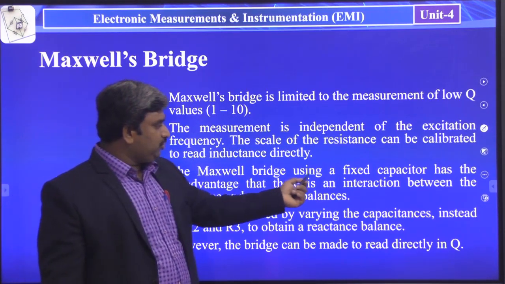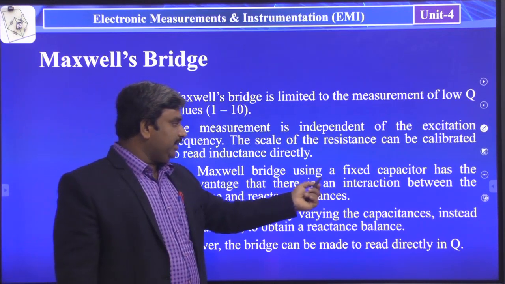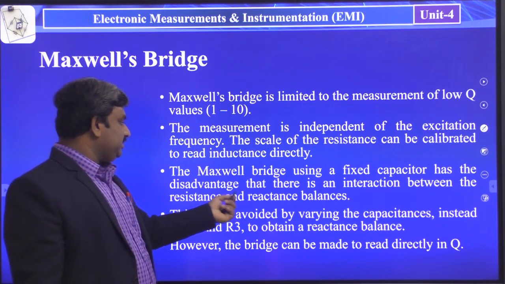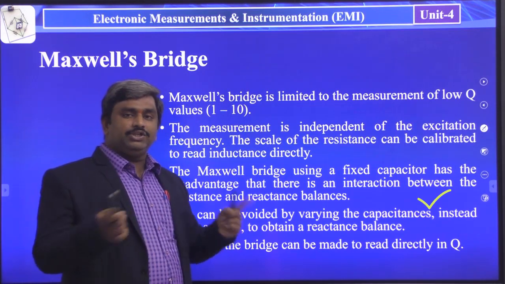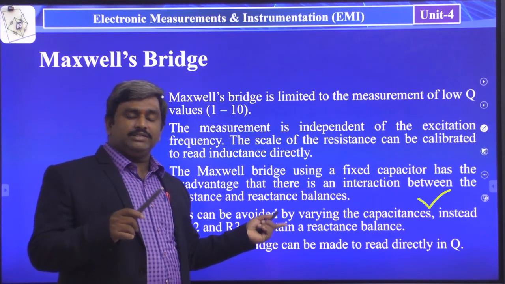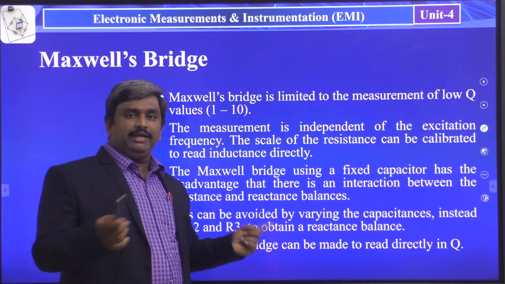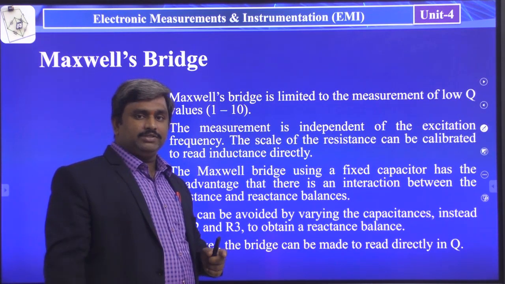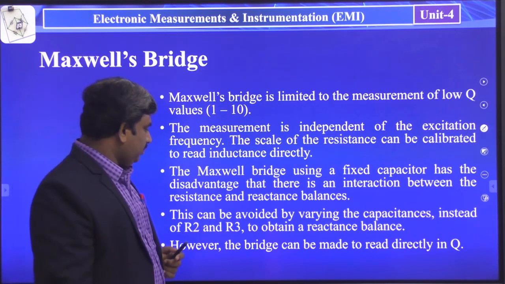The Maxwell's bridge using a fixed capacitor has the disadvantage that there is an interaction between the resistance and reactance balances. Here we have a relation between the inductance, reactances and resistances. So these are completely dependent parameters, and we cannot measure these values independently. This is one of the drawbacks.